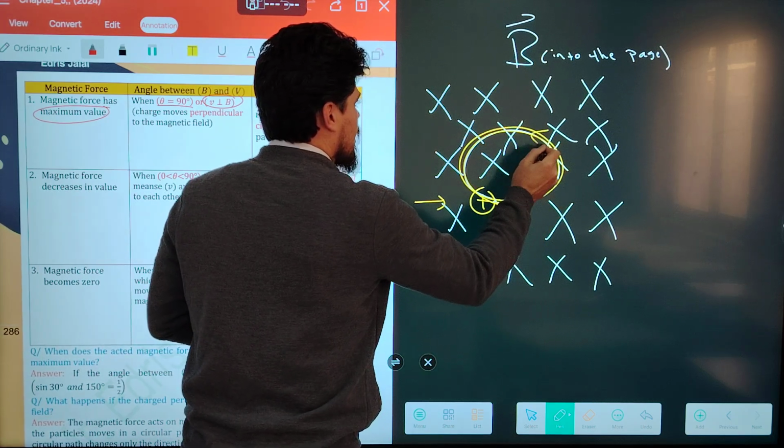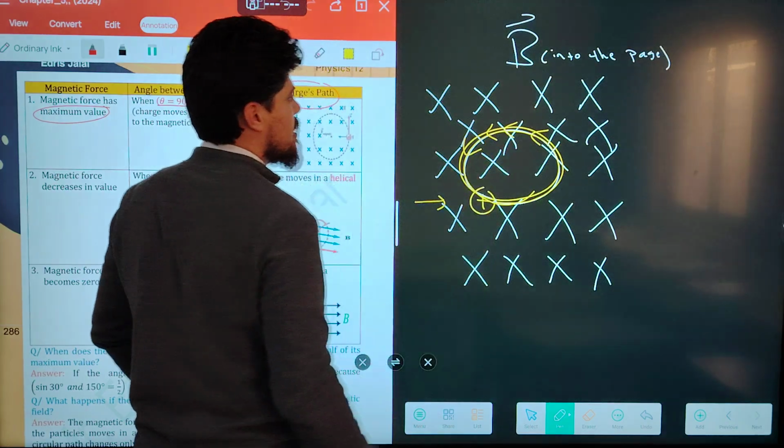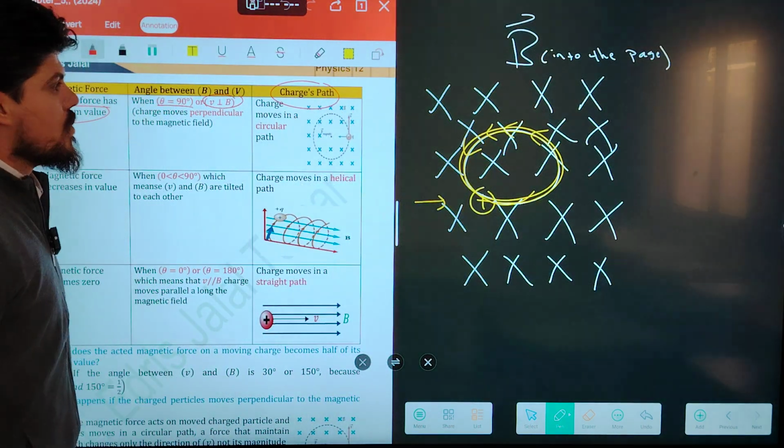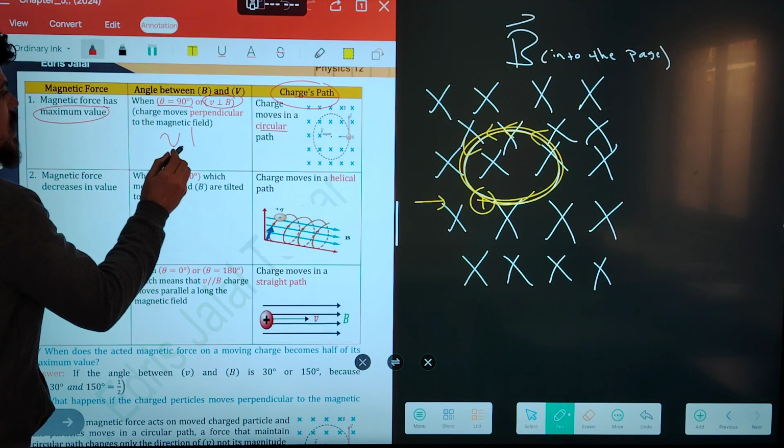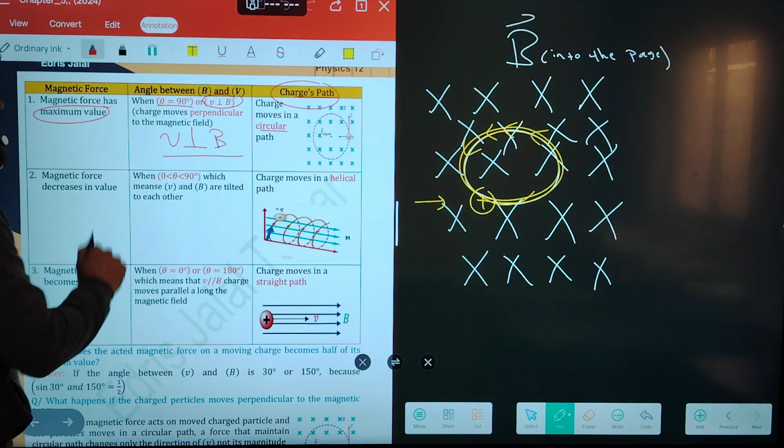Look, it moves counterclockwise. When does the charge's path become a circular path? When the charge's velocity is perpendicular to the magnetic field.